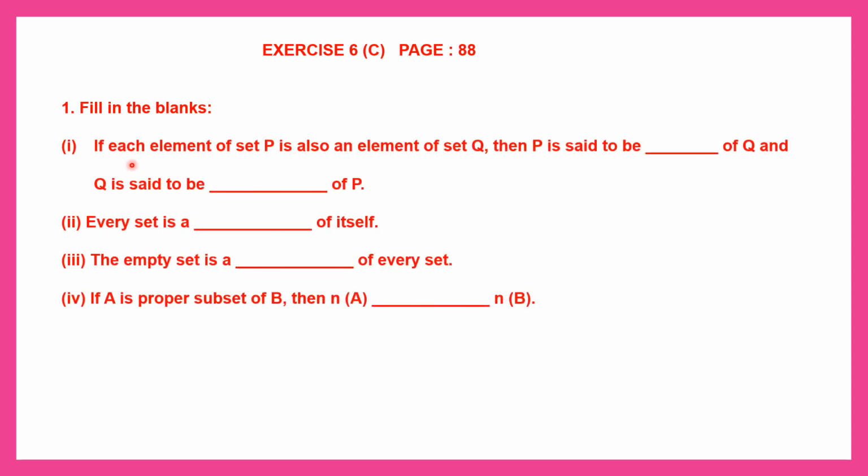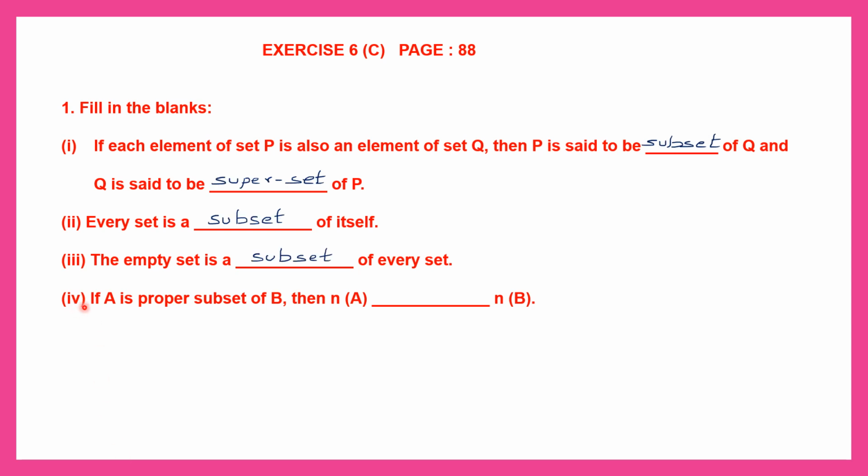Question 1. If each element of set P is also an element of set Q, then P is said to be a subset. So let's write that. It is said to be a subset of Q. And what is Q called? Q is then called the superset. Q is called the superset of P. Every set is a subset of itself. Question 3. The empty set is a dash of every set. The empty set is a subset of every set.